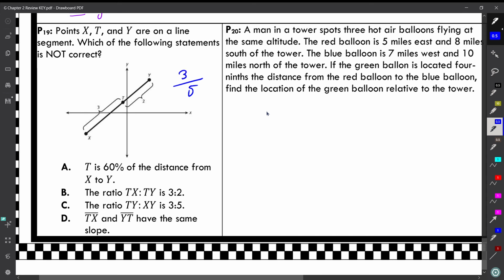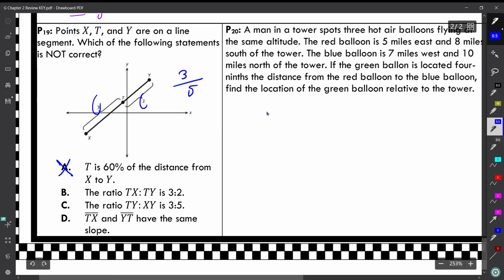3 over 5, what is that? Let's put that in my calculator. 3 divided by 5, I want to get a decimal for that. That's 0.6. So that represents 60% as a percentage. So that is correct. We're looking for the one that's not correct. That is a true statement, so we're going to mark that one out. The ratio tx to ty, they say is 3 to 2, and yes, that is correct. This is 3. This is 2.